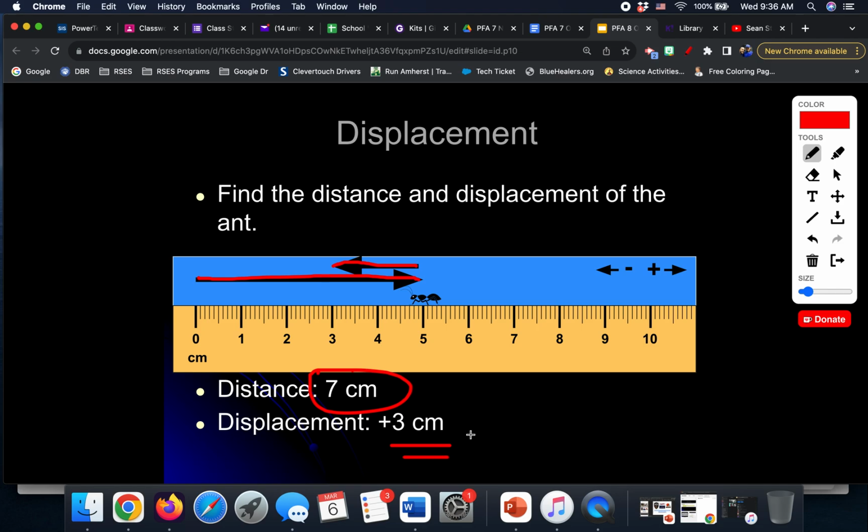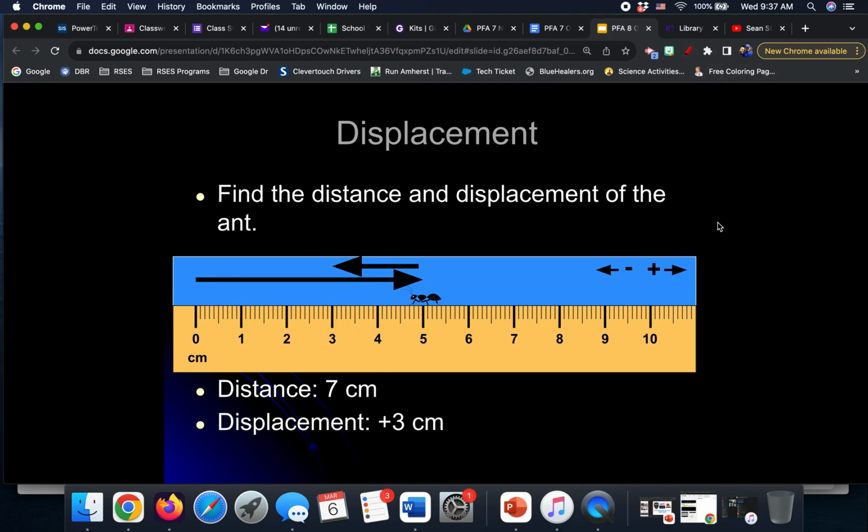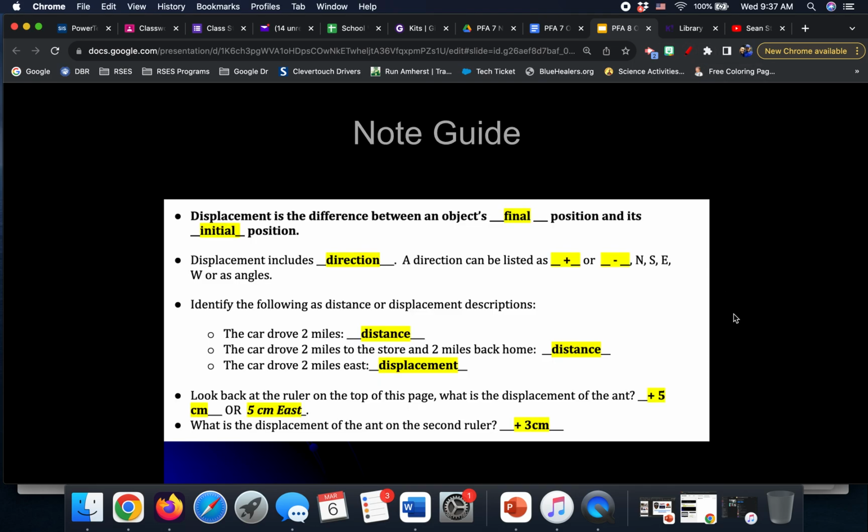Well, we have to remember, displacement is where you end up compared to where you started. He started at 0, he ended at 3. So the total displacement was only 3 centimeters. He walked 7 as a distance, but his displacement was 3 because he only ended up 3 centimeters away from where he started. So that's another difference with displacement. Go ahead and pause just a little more to put in your note guide.